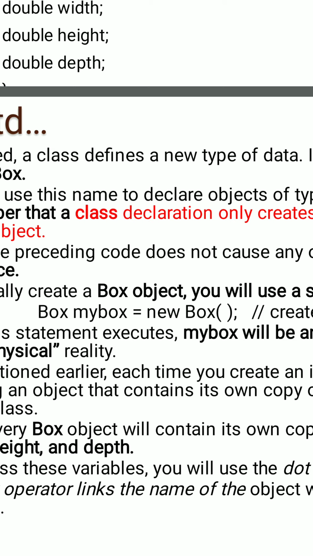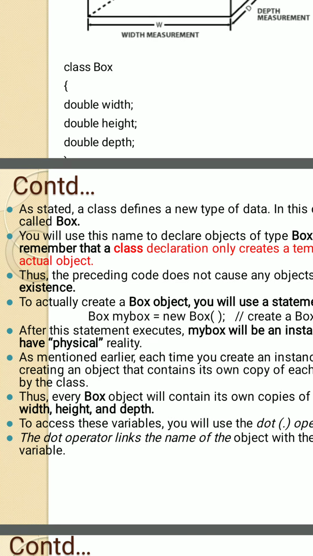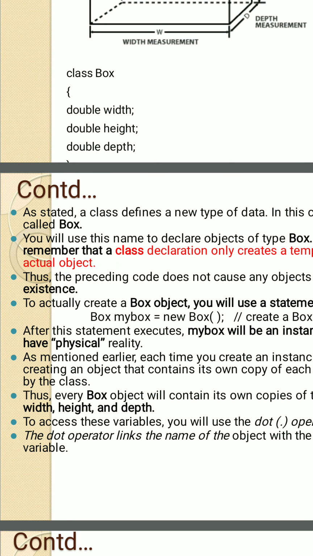New is going to allocate the memory for that object, and Box() is the constructor that will execute during the object creation here. That concept will be covered in further videos. So, Box is the name of the class followed by the object name, new allocates the memory for that object, and Box() is the constructor.